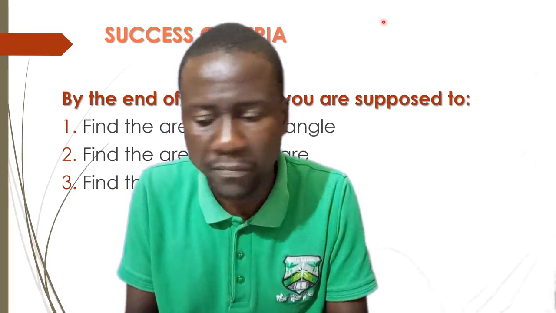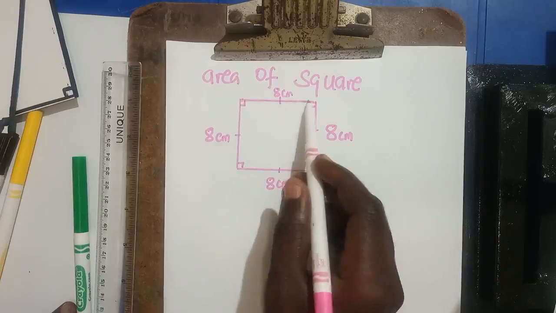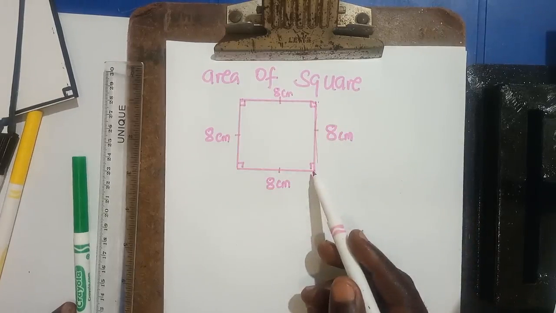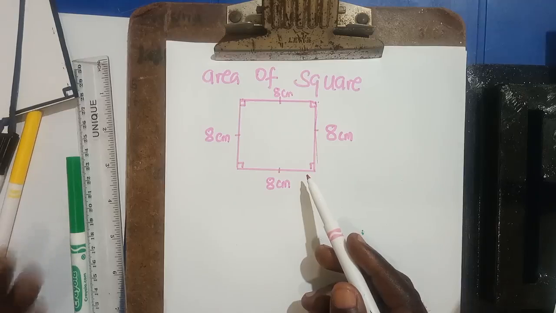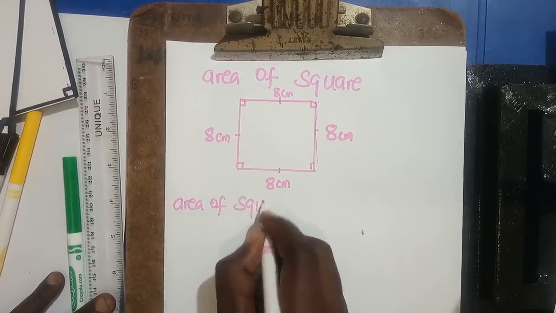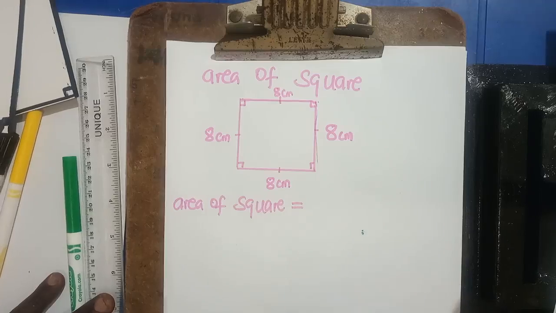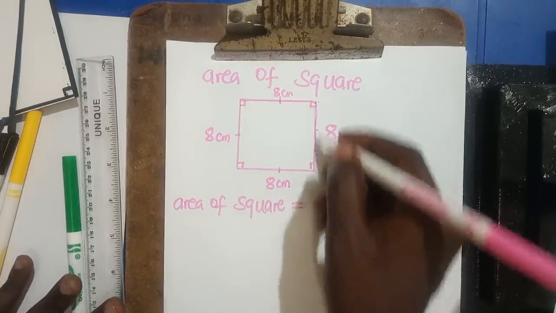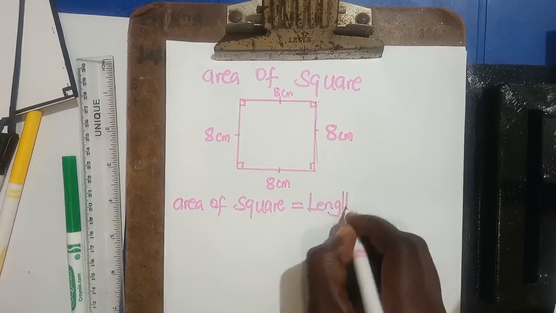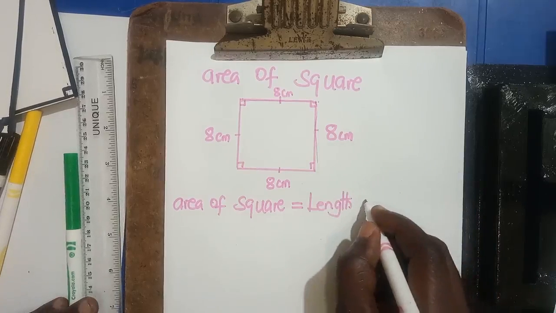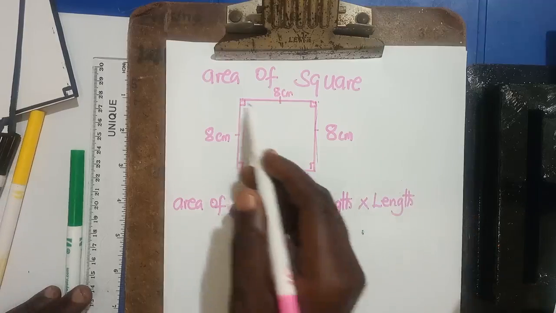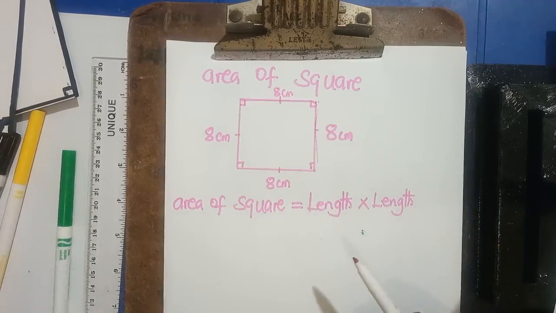Now, how do we make the formula? In this case, if we mention this line as the length, then we cannot change this to width, which means this will be the length and this also will be the length, because all of them have the same measurement. As a result, the area of a square is just this side times this side. So in this case, we'll call this side length, and because they have all the same measurement, we'll also say times length. So we'll say length times length, meaning this side times this side.